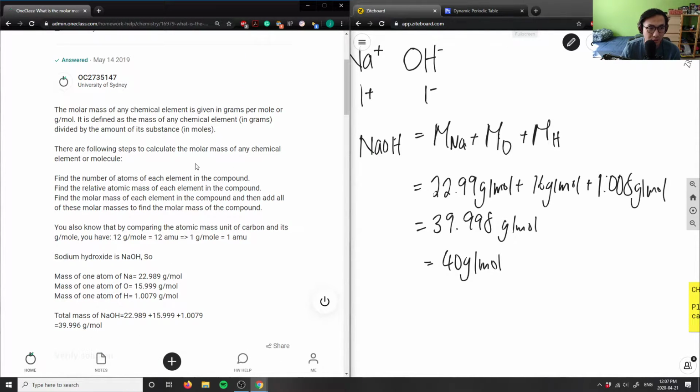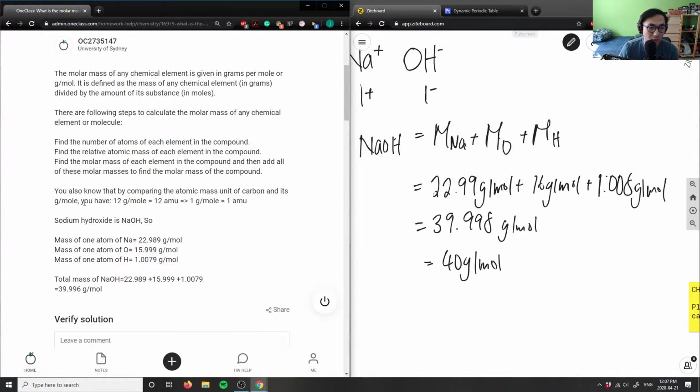So let's see what they did here. The molar mass is given in grams per mole. It is defined as the mass of any chemical element in grams divided by the amount of its substance in moles. Perfect. So good concept here. We know that sodium hydroxide is NaOH, so the mass of this is 22.99, 15.99 plus 1.0079. Therefore, our solution here is 39.996.